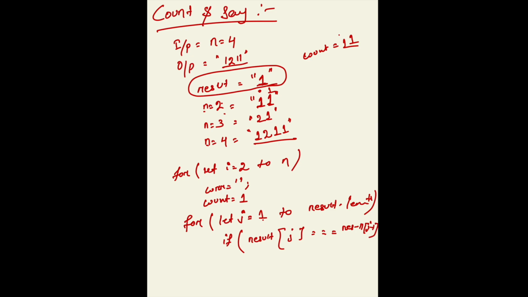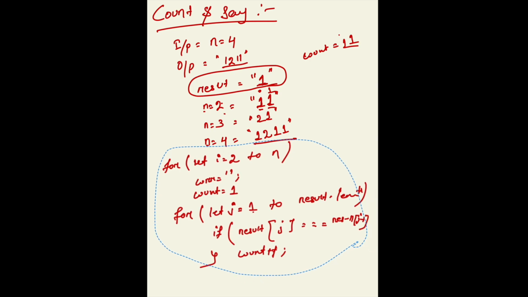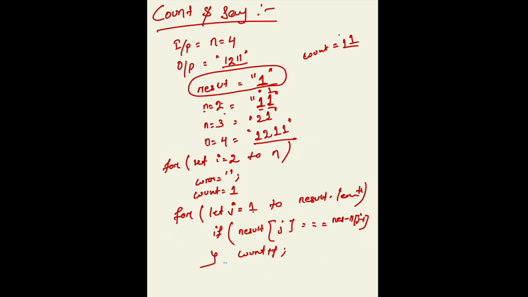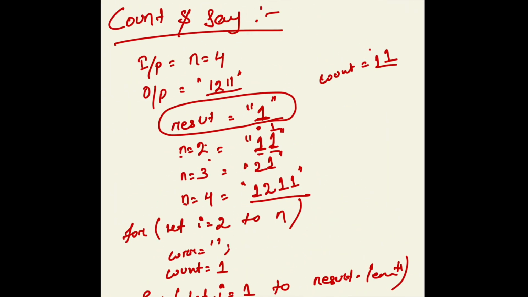If 1 and 1, these two are the same, first we are going with 2. If both are the same, then we'll increase the count. If not, else, we'll store that variable. I mean, if 1 1, we already counted, the count is already done.